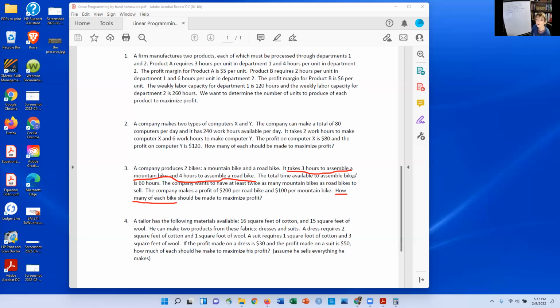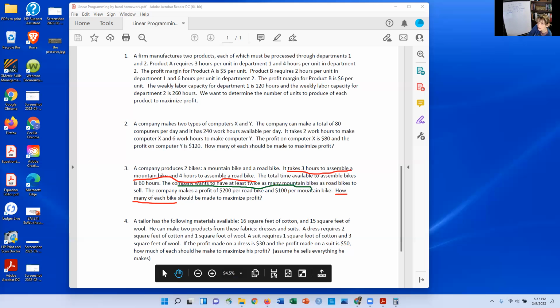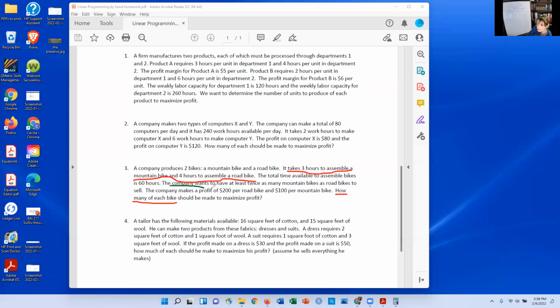Now we're going to get to this next thing, and this is where this one gets a little bit tricky. It says the company wants to have at least twice as many mountain bikes as road bikes. Whoops, sorry about that. Let me try that again. The company wants to have at least twice as many mountain bikes as road bikes.